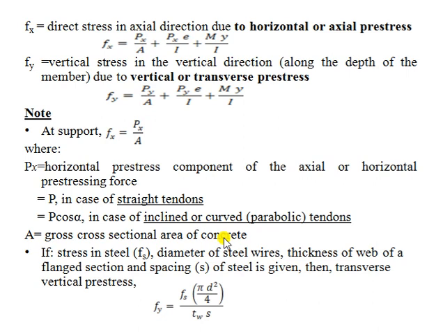Suppose the stress in steel, that is f of x, the diameter of steel wires, the thickness of the web of a flanged section, and the spacing of steel are given. Then the vertical prestress f of y can be calculated by f of y is equal to f of x into pi d square by 4 into tw into s.